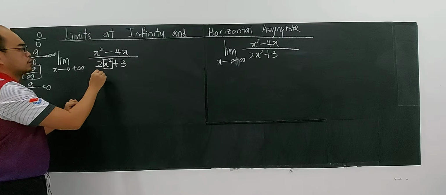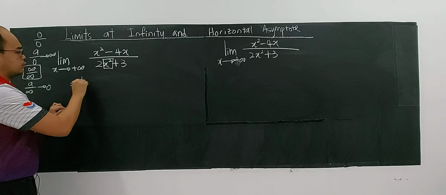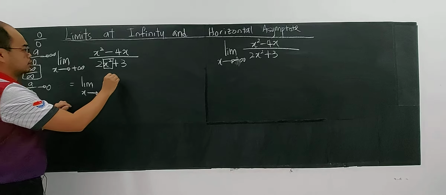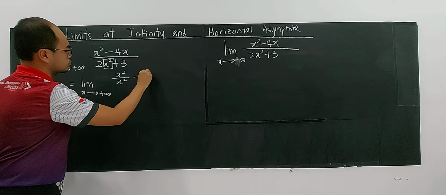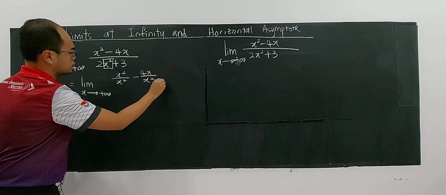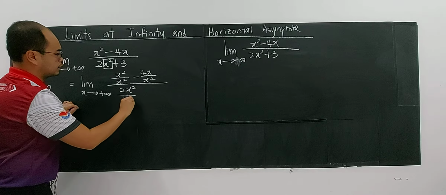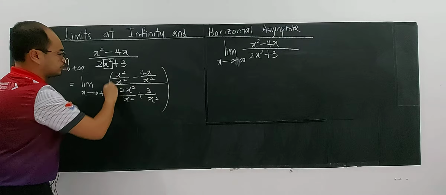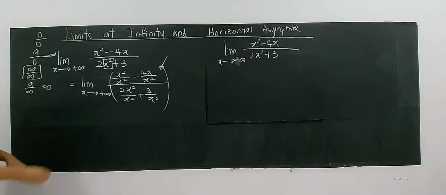The highest degree here is x squared, so we divide up and down by x to the power of 2. That gives x squared over x squared, minus 4x over x squared, over 2x squared over x squared plus 3 over x squared. This will be your technique for this type of case.